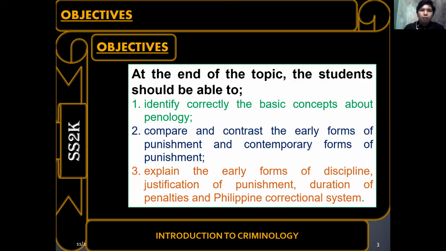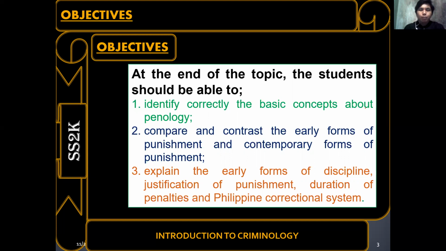Objectives. At the end of the topic, the students should be able to, ano dapat ang kaya niyong gawin after ng ating discussion na ito, you should be able to identify correctly the basic concept about penology. So, meaning to say, if I will give you a quiz, then you can identify the terms that are being discussed correctly.